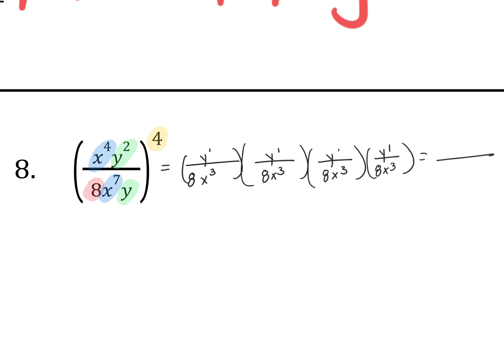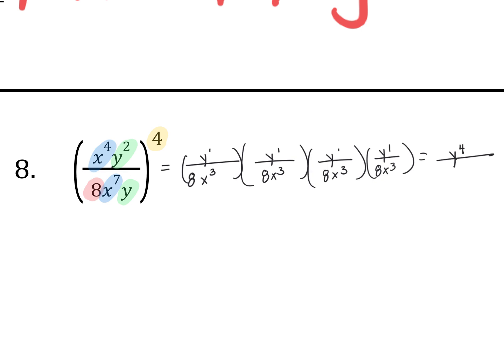Okay, those are all simplified, so no matter what my answer is, it's going to be already simplified, so we don't have to simplify it again. I'll notice on the top, I don't have any big numbers. So I just have y to the first times y to the first times y to the first times y to the first. We're going to add those powers, and I get y to the fourth.